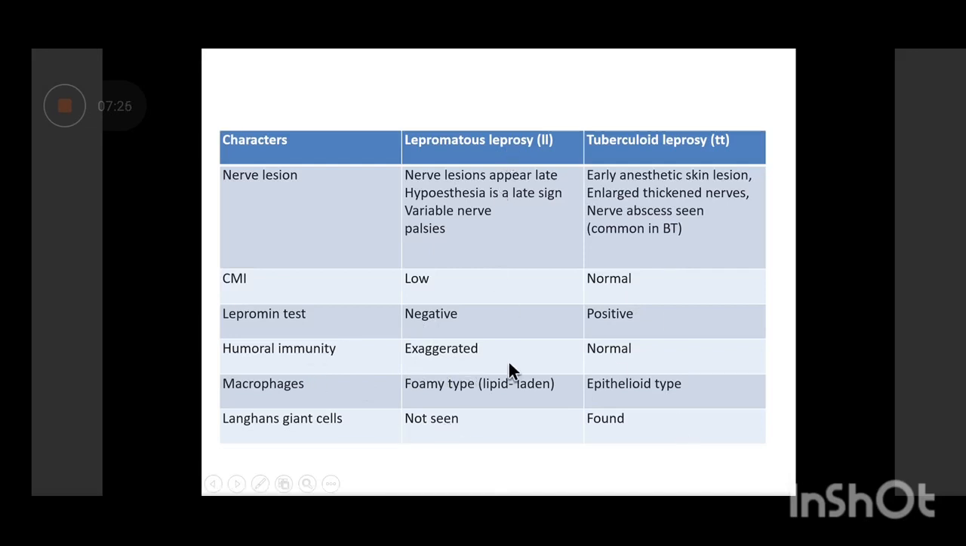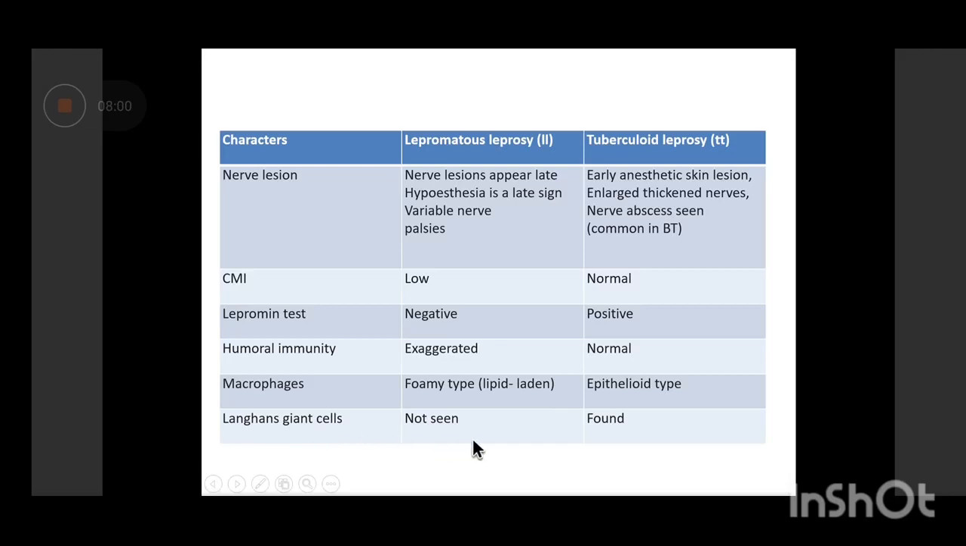Now, in lepromatous leprosy, we find these lipid-laden macrophages. These leprobacilli appear in groups with lipid-like structures, and they are inside the macrophages. So they look like a foamy type of lesion. Here the macrophages are the foamy type, which is lipid-laden. In tuberculoid leprosy it is the epithelioid type. This is seen in pathological samples.